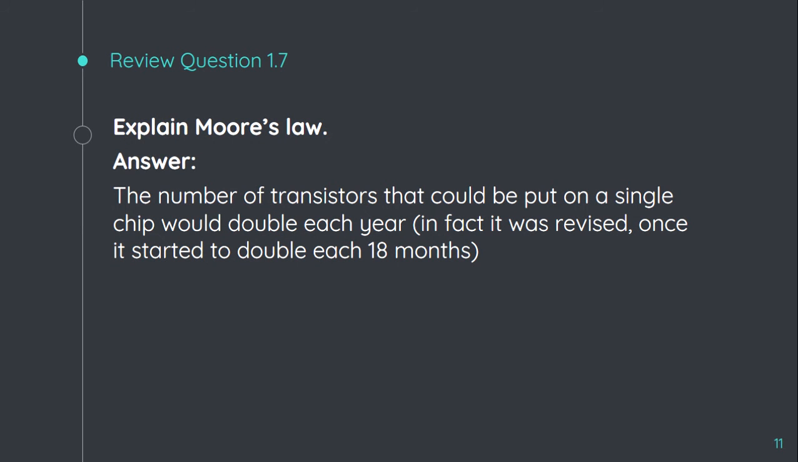Review question 1.7. Explain Moore's law. Moore stated that the number of transistors that could be put on a single chip would double each year, but in fact it was revised. It started to double every 18 months. Or in a longer explanation, Moore stated that there is a doubling of the number of transistors on a chip every year, but now about every 18 months.